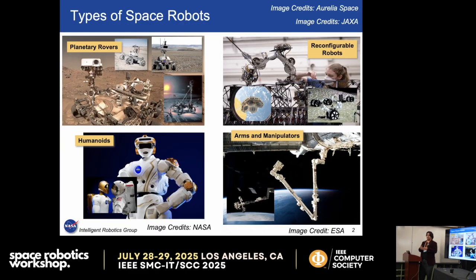You guys are all experts in space robotics, so I just wanted to highlight some of the types of space robotics that we're not covering in this. So everybody knows the planetary rovers. I actually learned a lot more about reconfigurable robots, and you have arms and manipulators and even humanoids, from talks from yesterday. But we're not covering any of this in our review today.